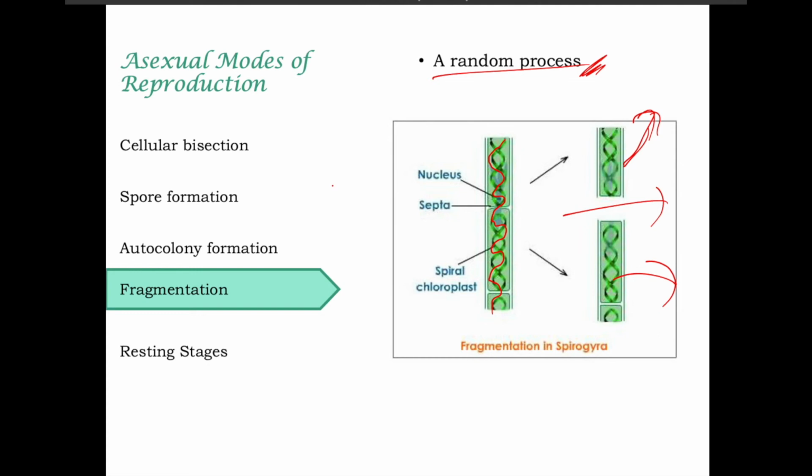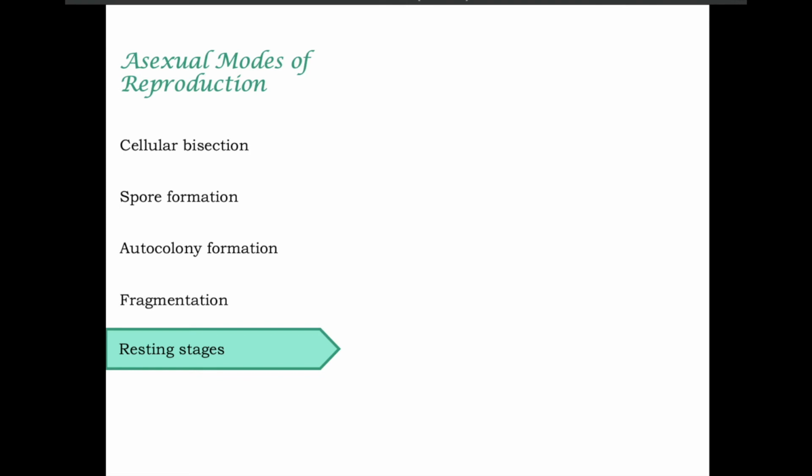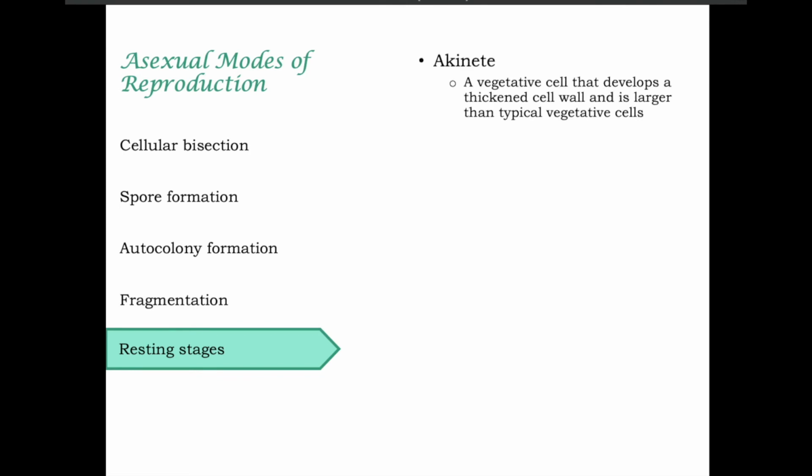Okay, and the last one that we'll talk about is your resting stage. The first example of a resting stage that we'll talk about here is what we call your akinetes. Your resting stage asexual modes of reproduction are essentially a dormant stage in which the resting form of that organism can resist extreme environmental conditions.